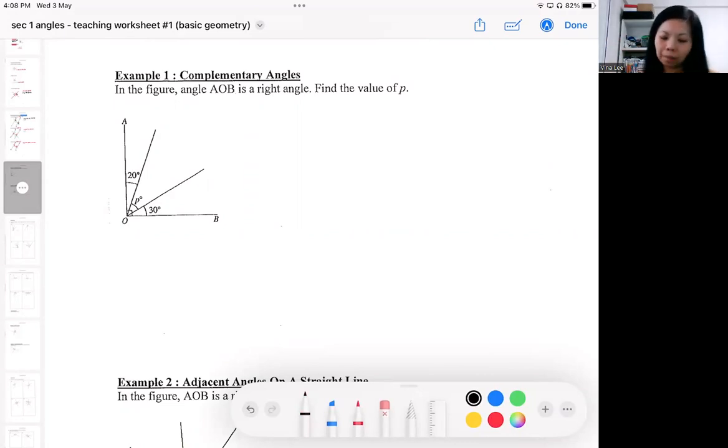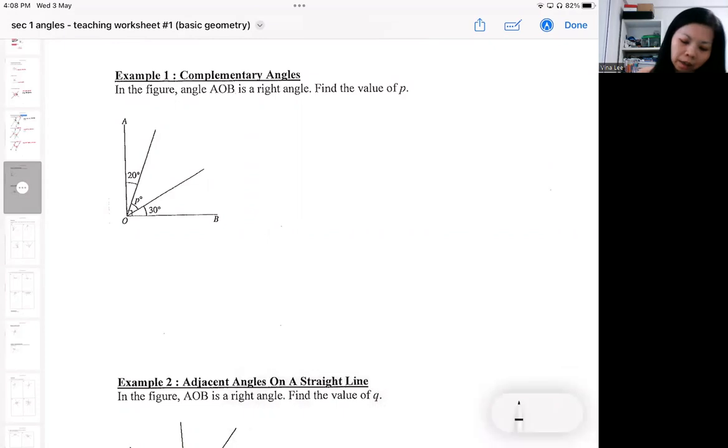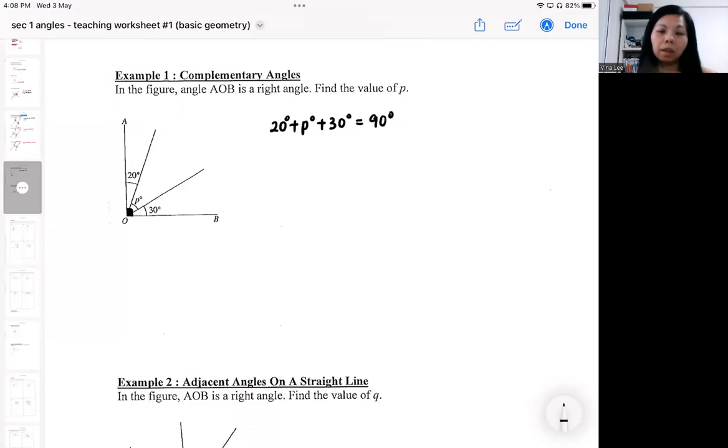So for example, in example 1 here, okay, we see a 90 degree. So this one is the complementary one that we mentioned just now. So apparently these three angles add up to 90 degree. Okay, so like I say, don't do it in a primary school way. So you do it like an equation. So you can write 20 degree, T degree, 30 degree. The three angles add up to 90 degree. You set up an equation. Don't go into the primary school way. You set up an equation and the reason will be complementary angle.